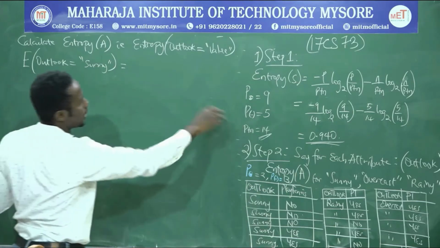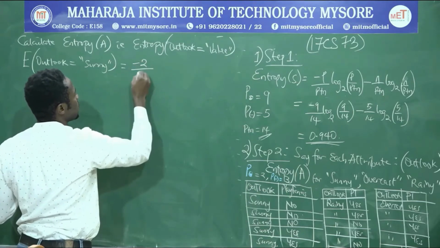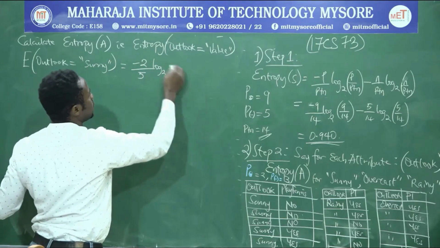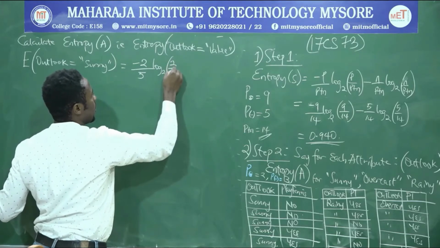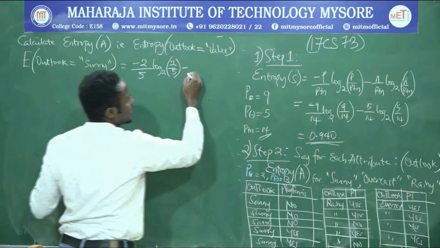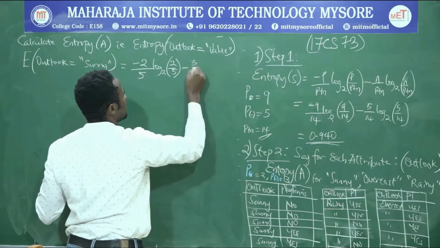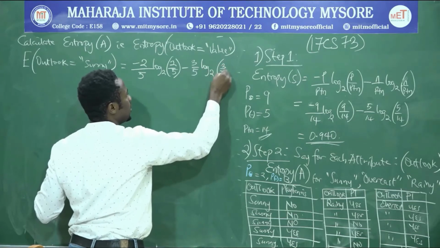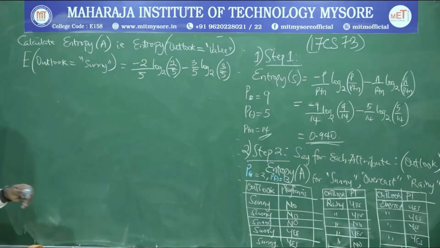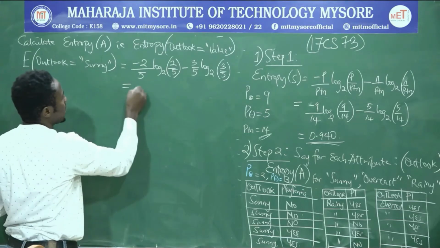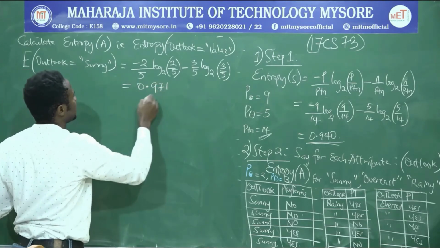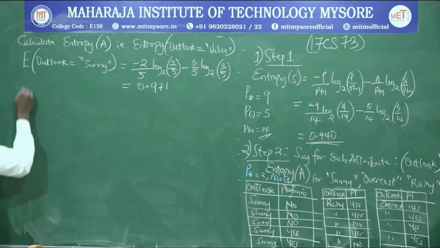3. Which is what? Minus 2 upon 2 plus 3, which is 5, log base 2 of 2 upon 5. Then minus negative samples, 3 upon 5 log base 2 of, again, 3 upon 5. Okay, so grab your calculator and punch it in. Evaluate this quickly. You will see it boils down to 0.971.